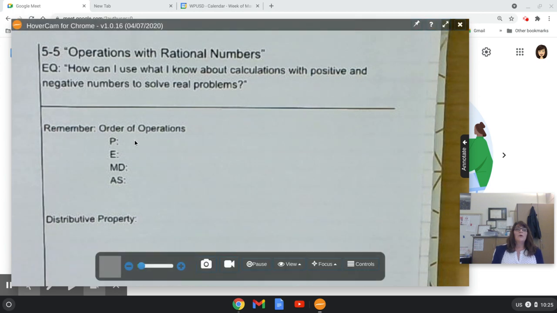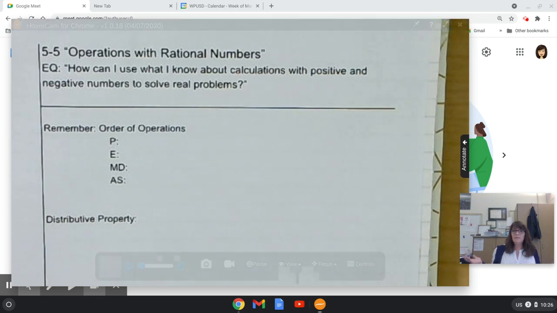So, operations with rational numbers. That just means we're going to add, subtract, multiply, and divide, most likely. We've studied addition and subtraction. We've studied multiplication and division. We will continue to work on speed and fluency.